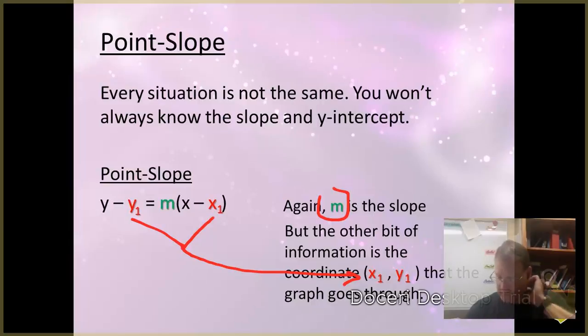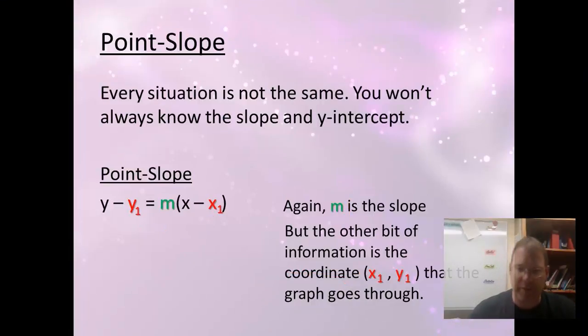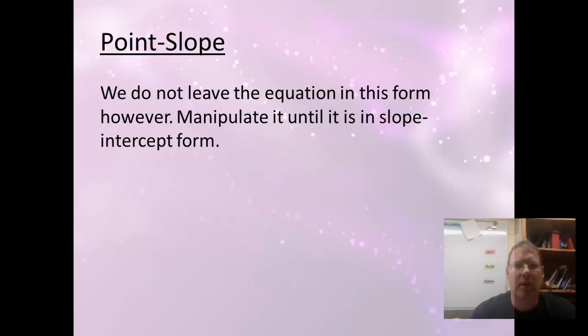Okay, so let's say that the information that you are given is, oh yeah, I forgot to mention this. The book almost always asks you to put the equation in slope-intercept form. So once you have it in point-slope form, you're going to need to do some algebraic manipulations to it in order to get it into slope-intercept form.